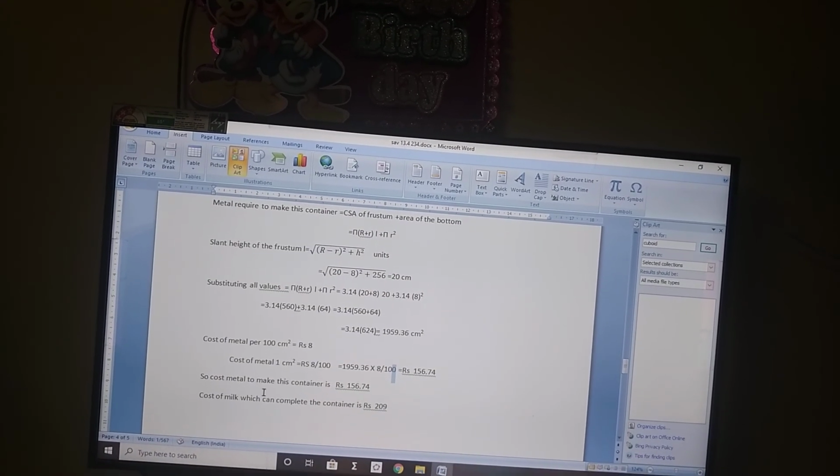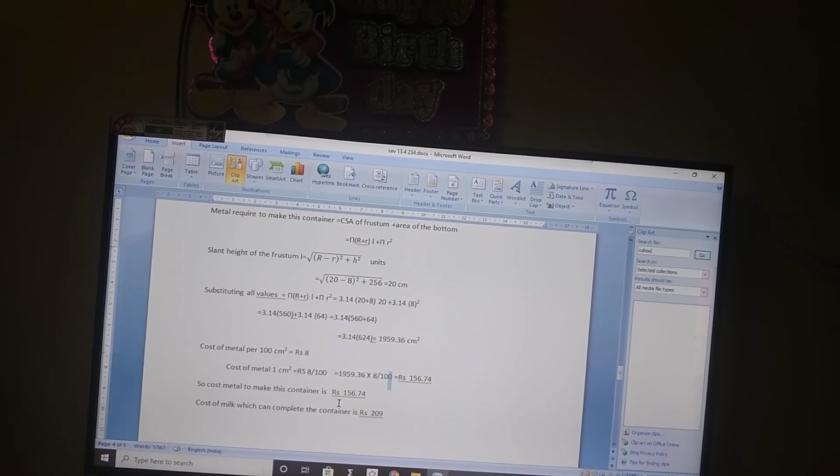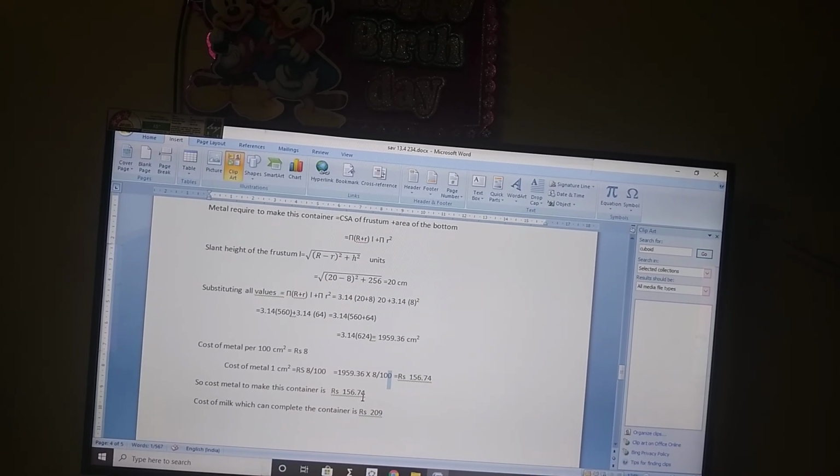So the cost of milk we already found. That milk cost value is 209 rupees.